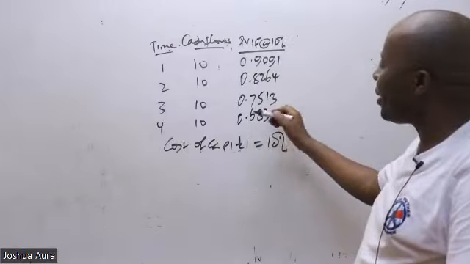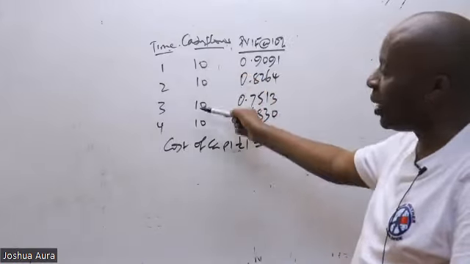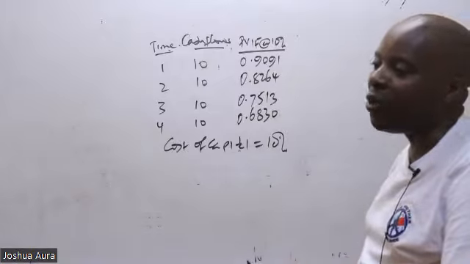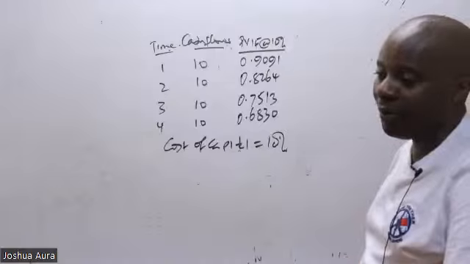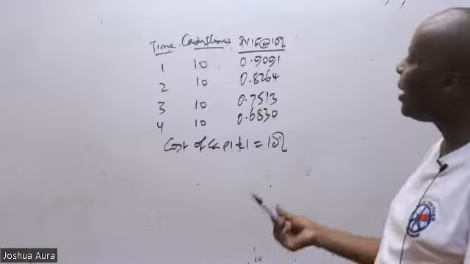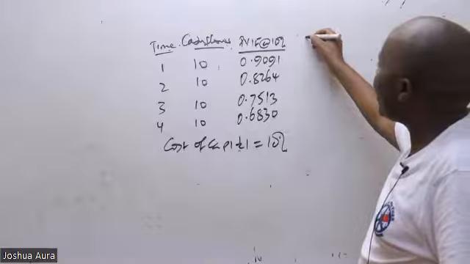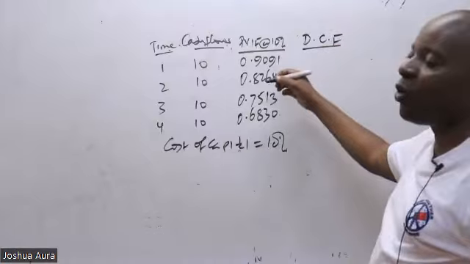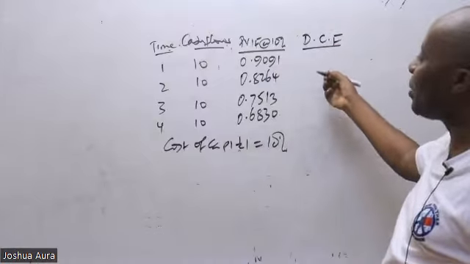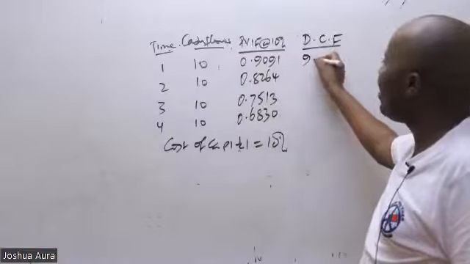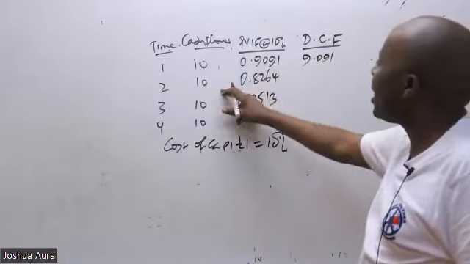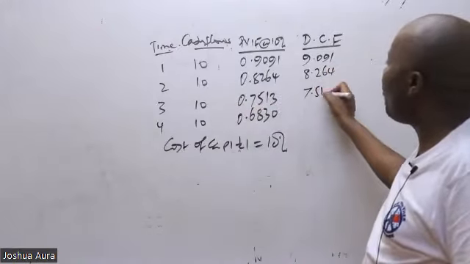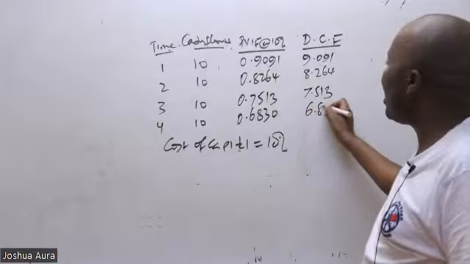So I know some bright students will ask me, but these are regular now. I also know that, but there is something that I would want us to experience, a eureka moment, a discovery moment. So if that is the case, could you kindly create a column for DCF, discounted cash flows? And this time around, I want many decimal places. So 10 times this gives me 9.091. 10 times this gives me 8.264. This gives me 7.513. This gives me 6.830.